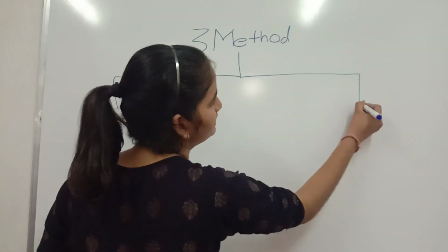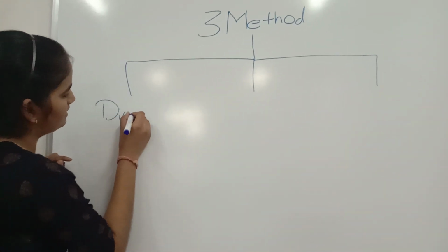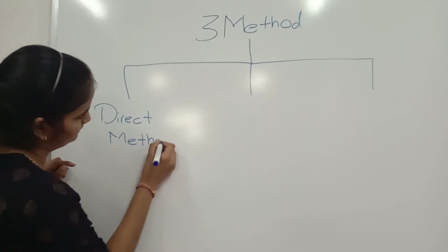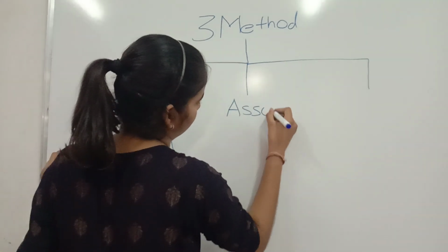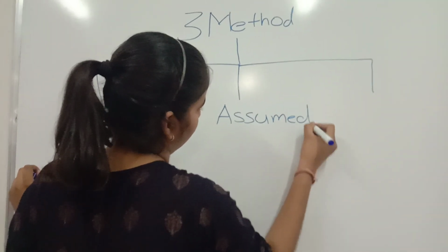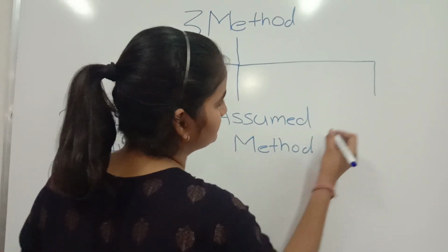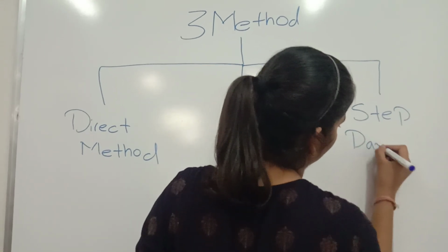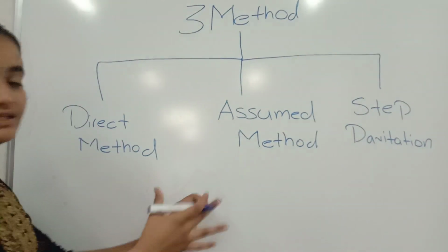So the three methods are: the first one is the direct method, the second one is the assumed method, and the third one is step deviation. Now these are the three methods.